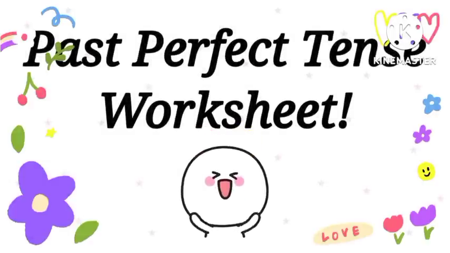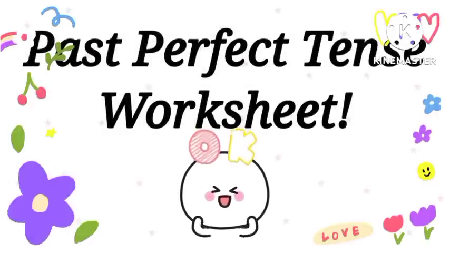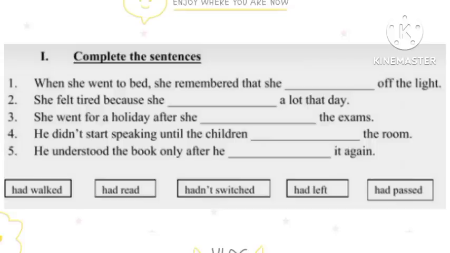Okay, past perfect tense worksheet, everybody. Let's do the exercises. Part 1, complete the sentences. See 5 boxes below the sentence, you pick up the correct answer. Number 1, when she went to bed, she remembered that she hadn't switched off the light. Ya, ketika mau tidur, dia ingat belum mematikan lampu.